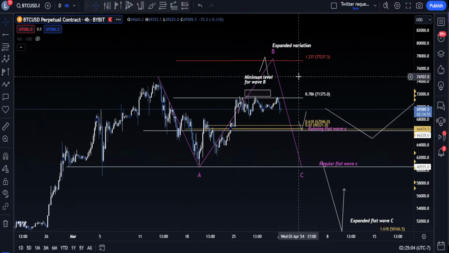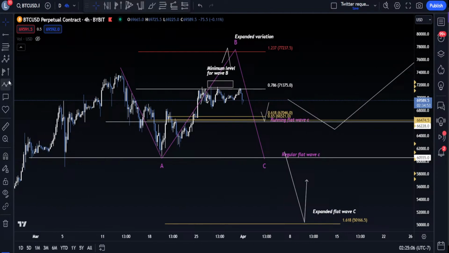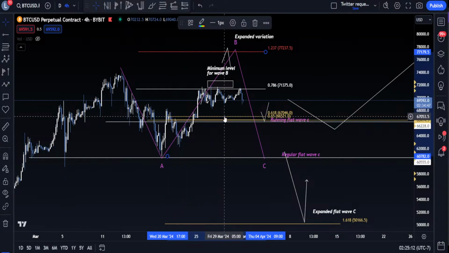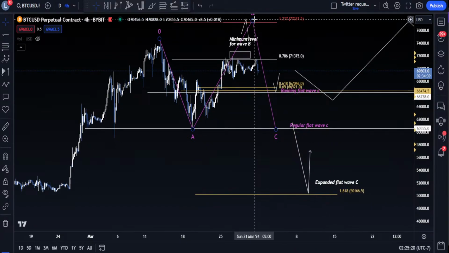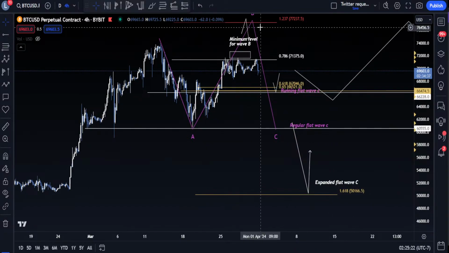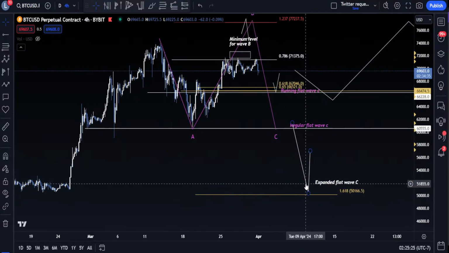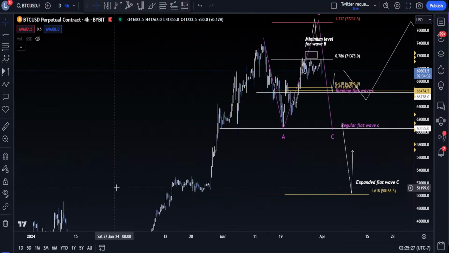So an expanded flat would see us continuing a move up into this 77K region, and we're looking for the internal structure to complete. And so something like this, some of these are old levels, something like this, down, expanded flat, probably looking for shorts up there, but looking for a long up into that. And then if we get the expanded variation, looking for a move down into this 50K region.